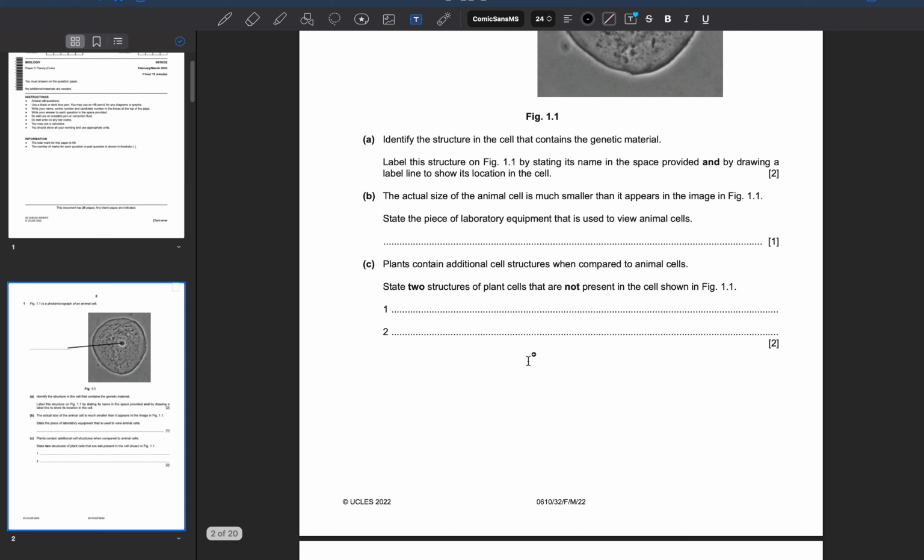Letter B, the actual size of the animal cell is much smaller than it appears in the image in figure 1.1. State the piece of lab equipment that is used to view the animal cell. To see the animal cell we have to use a light microscope. So I have to write light microscope.